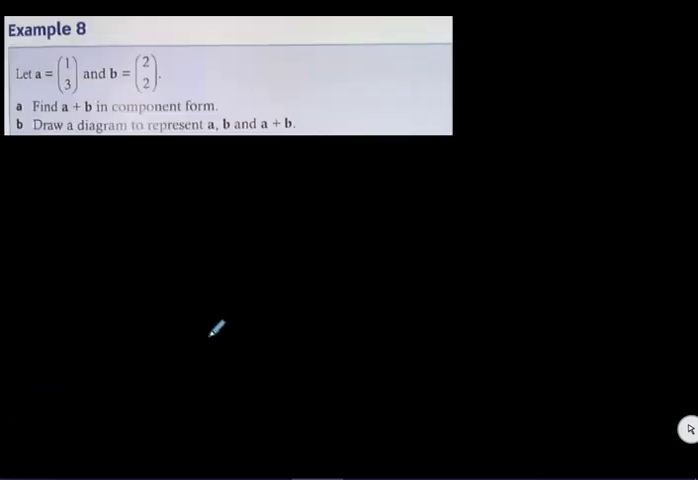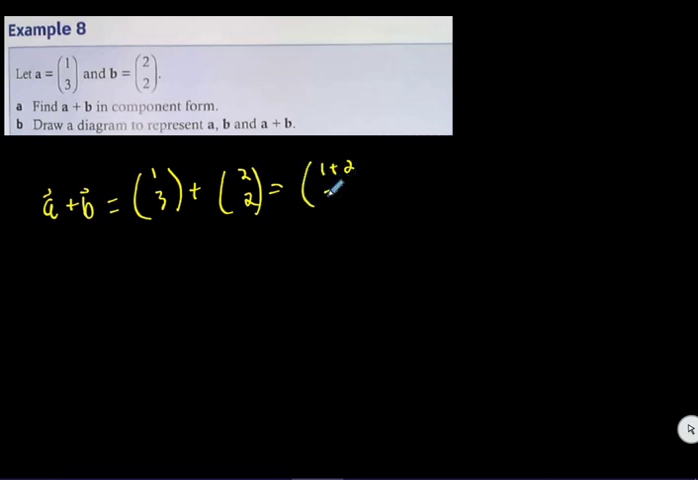First one we're going to look at here is example 8. It says let a equal the vector 1, 3 and b be 2, 2. Find in component form a plus b. So a plus b, well, that would be 1, 3 plus 2, 2. And using the property we saw on the previous page, we can write that as 1 plus 2 over 3 plus 2. And then that's going to be 3, 5, right?